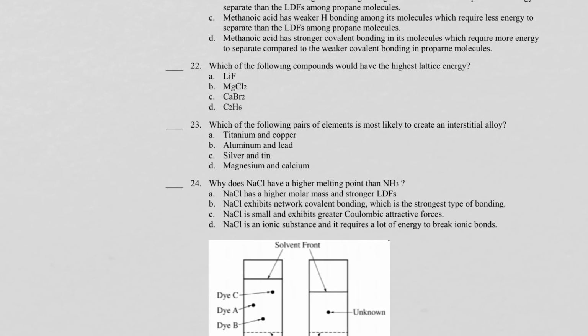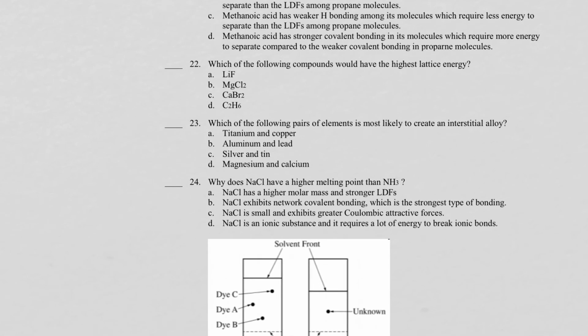22, which of the following compounds would have the higher lattice energy? This goes back to Coulomb's law. If we take a look at these, we notice that D is not even ionic, so that should not even be considered. And then students might want to pick A, since those two ions are both very small, but again, charges trump size. So we really should only consider B and C.